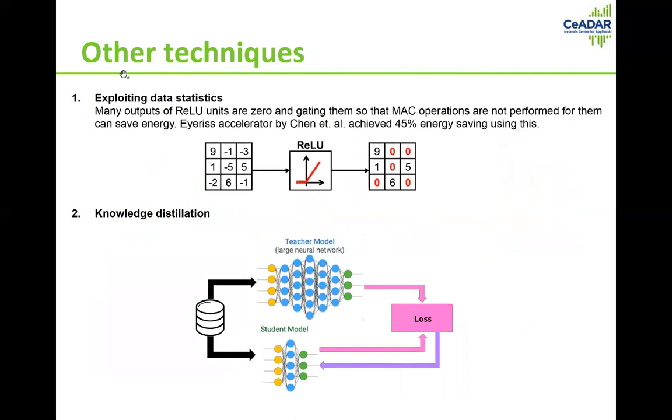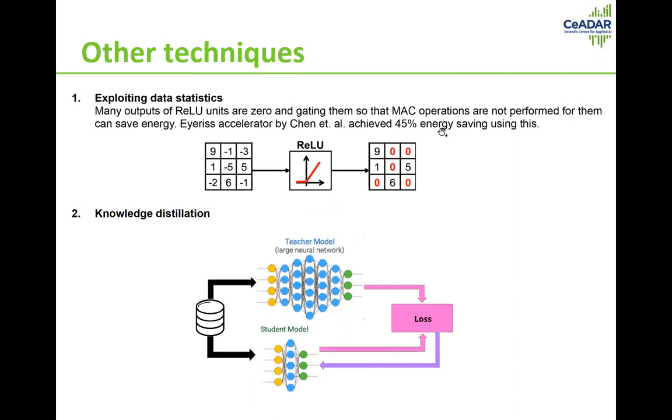For example, you can exploit data statistics. You can use ReLU activation functions, which are pretty popular in neural networks. When you send negative values through ReLU, they become 0, so you will see a lot of zeros in the output of ReLU. That means for the next layer, you don't have to do these operations, because when you multiply by 0, the result is 0. That's what one of the papers did: they added a gate to check whether the output is 0 or not, and if it's 0, they don't compute for that output. They found they could save 45% of energy using this.